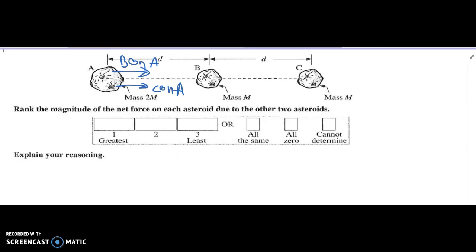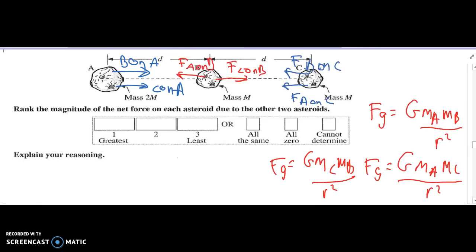Like I said, pause and check out the other two. So here's what I have for mine. For the middle one, force of A on B here, force of C on B, force of B on C, and force of A on C. Now we need to try and calculate them.